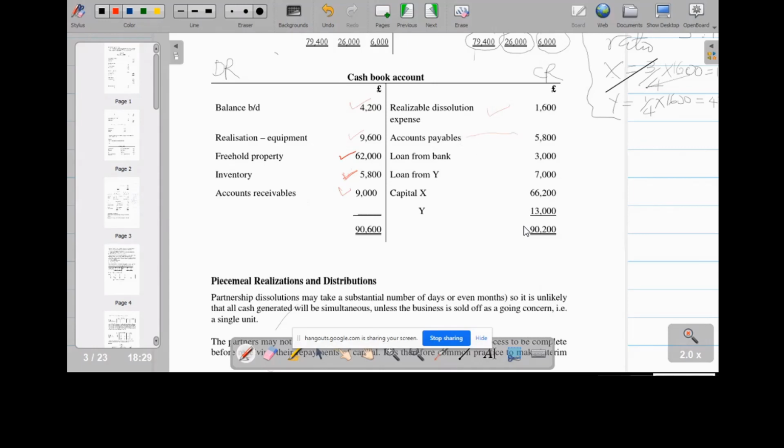Then from there, you need to pay the accounts receivable. Here we have deducted the discount. So we minus 58. Then we have the loan from the bank of 3,000 that must be given priority. We have a loan from partner Y of 7,000. So we remain with 73,200.